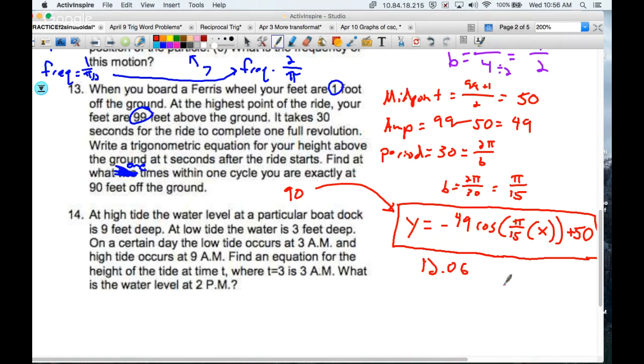I'm going to be 90 feet off the ground. If I want another time, well, how about 42.06? Because if it's making a full revolution every 30 seconds, I'll be back at that point after 30 seconds.